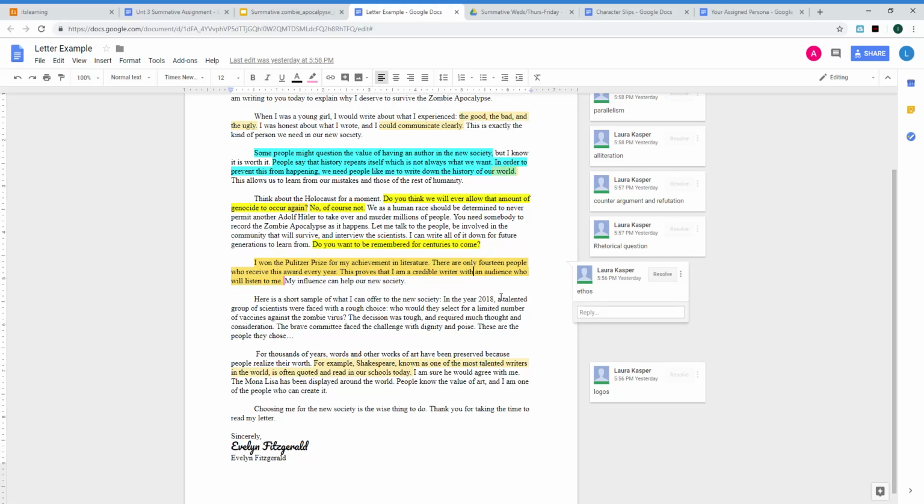In the year 2018, a talented group of scientists were faced with a rough choice. Who would they select for a limited number of vaccines against the zombie virus? The decision was tough and required much thought and consideration. The brave committee faced the challenge with dignity and poise. These are the people they chose.